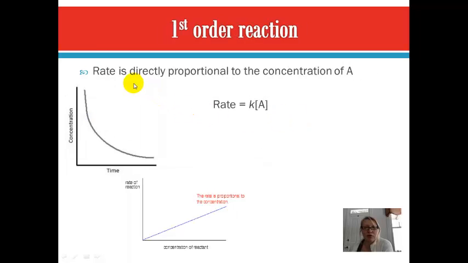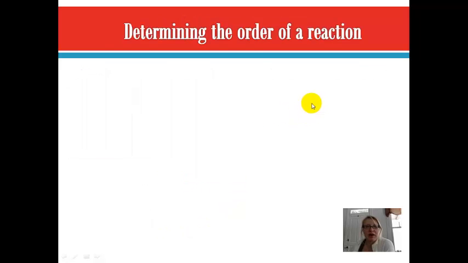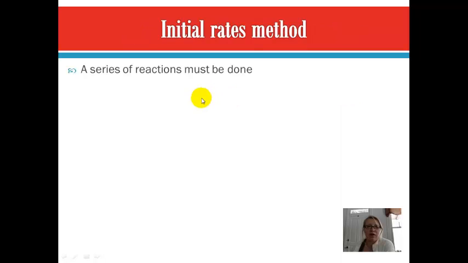In a first order reaction, meaning that the exponents add up to 1, the rate is going to be directly proportional to the concentration of that reactant. And in a second order reaction, the rate is proportional to the square of the concentration of the reactant. So here we have 2 for our overall order, and the rate will be proportional to the concentration of A squared. So how do we determine the order of a reaction?